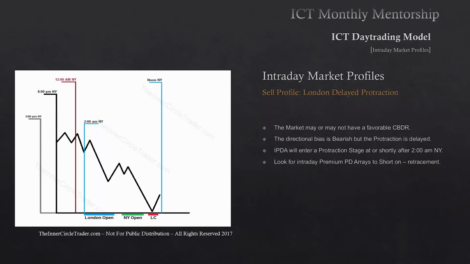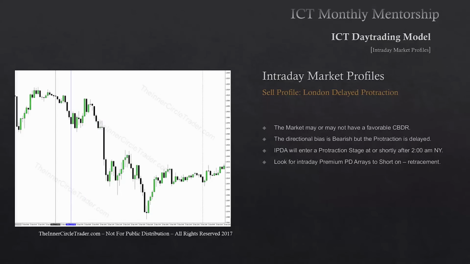And again, the primary premise is you already have to have a bearish outlook. The daily is respecting resistance ideas, and it should be seeking sell-side liquidity. If you have this criteria, this is the London delayed protractionary profile that you look to trade off of. An example of that would be seen here.